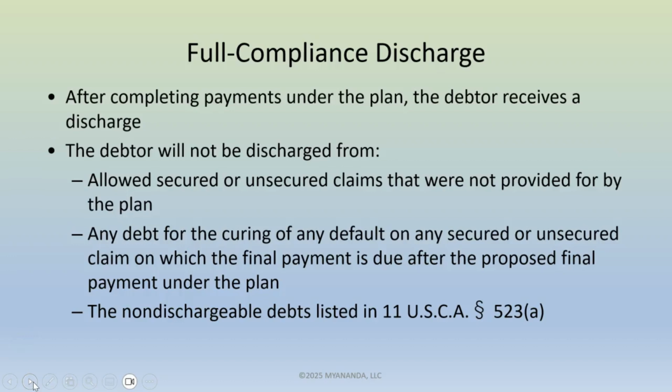And any debt, this is the idea, getting as much debt discharged as possible. The debtor won't be discharged from, okay, so the plan, no, you're not discharged from what you paid under the plan. That's that first bullet point right here. But everything else is, in that scenario I just gave, about $2 million. Any debt for the curing of any default on any secured or unsecured claim on which the final payment is due after the proposed payment under the plan.